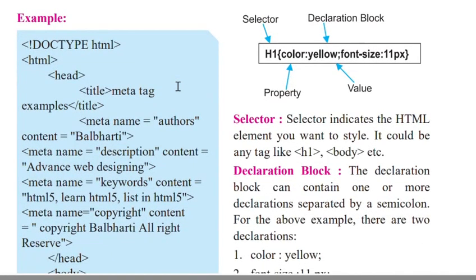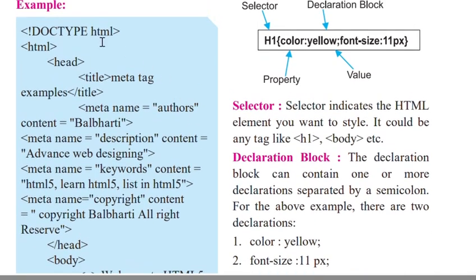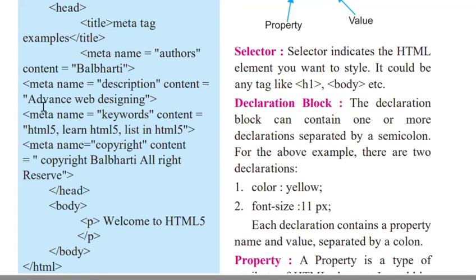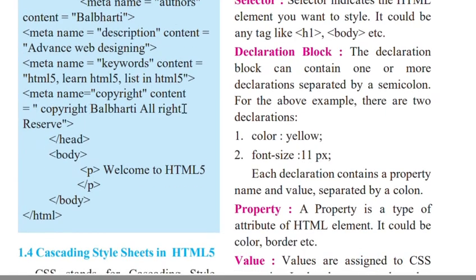Now here they have given an example of how the meta tag is used in HTML. First, as usual, we write doctype HTML, then head. Under head, title, title close. Then within the head section only, we take the meta tag. Meta name is equal to author, content is equal to Bal Bharati. Meta name is equal to description, content advanced web designing. Meta name is equal to keywords, content is equal to HTML5, learn HTML5, list in HTML5, then tag close. Meta name copyright, content copyright Bal Bharati, all rights reserved.